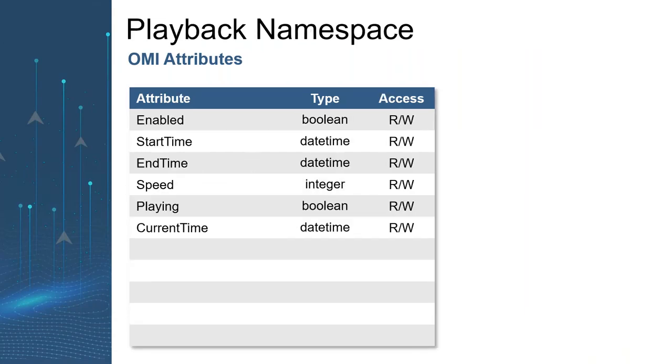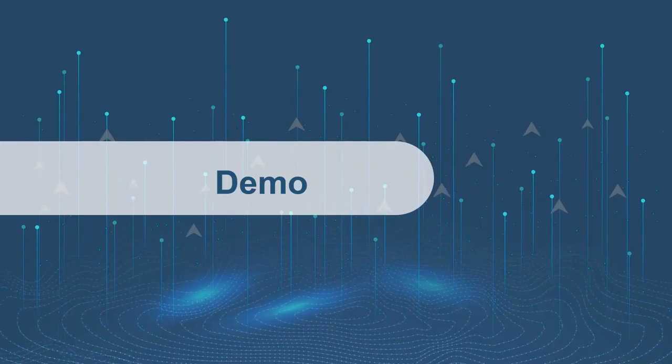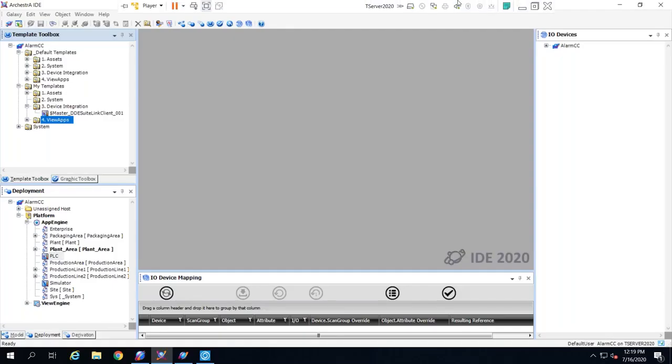Some security namespace, playback namespace, and the setting namespace for my application. And as I said, I can generate my own namespace. Let's go directly to the demo and show you some of the application. So as I said, we have many for the object. We have the script for any type of object.